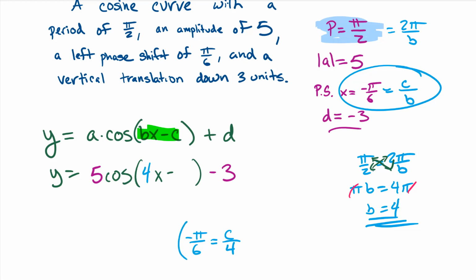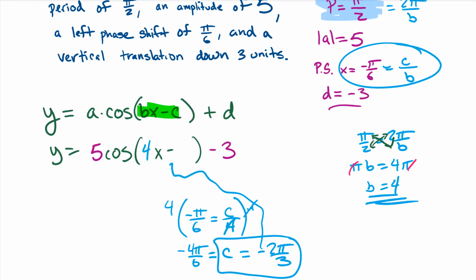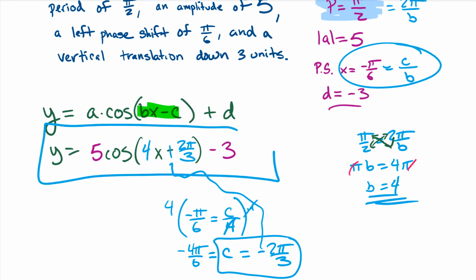So all we have to do is multiply both sides by 4, and we should get our solution, because that's just going to cancel. So we get negative 4 pi over 6 is equal to c. Well, let's clean that up and call that negative 2 pi over 3. So let's put in negative 2 pi over 3. This little symbol is going to have to change its sign to a positive. And then we write in our 2 pi over 3. That's how you play that game.